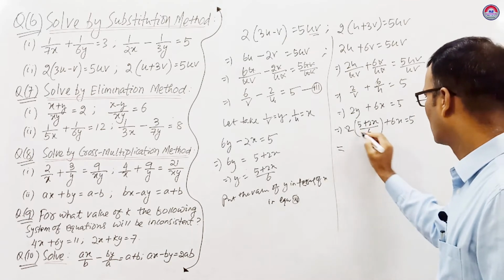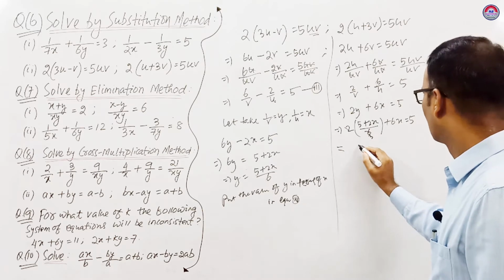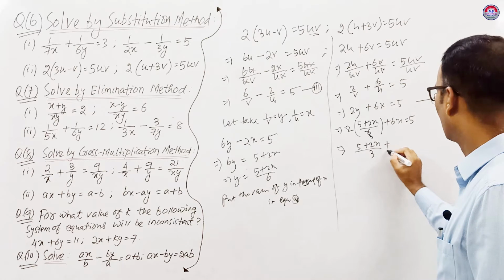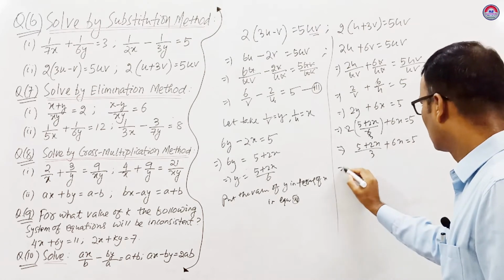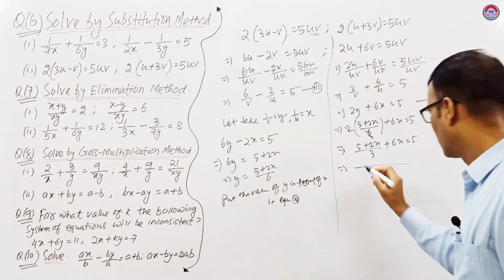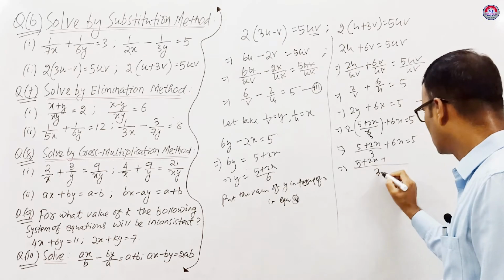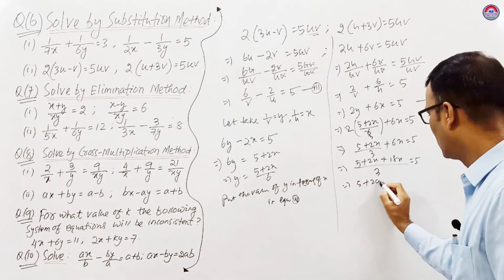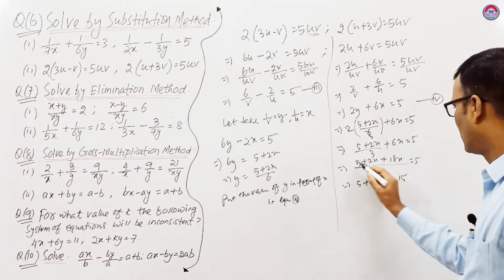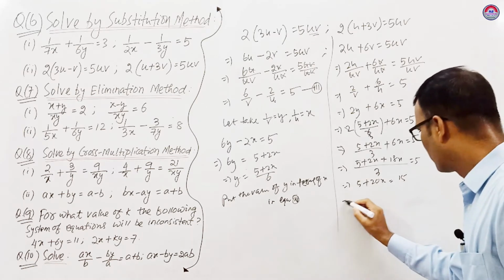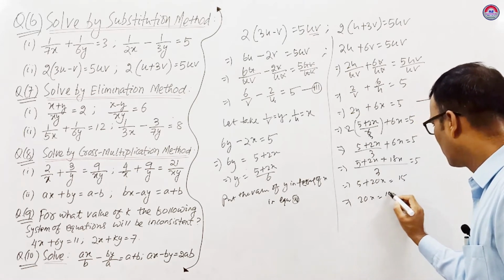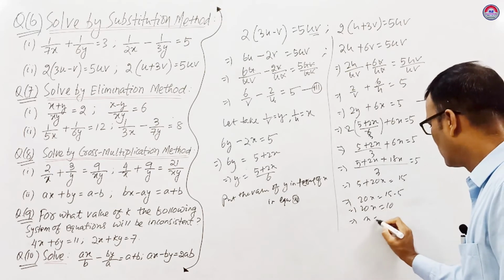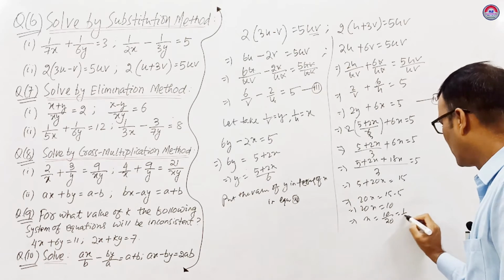Now you see, can cancel 3, so it's 3. So 5 plus 2x by 3 plus 6x equal to 5. Now take LCM 3. 5 plus 2x plus 18x equal to 15. That implies 5 plus 20x is equal to 15. So 20x equal to 15 minus 5. 20x equal to 10. That implies x equal to 10 by 20 is equal to 1 by 2.